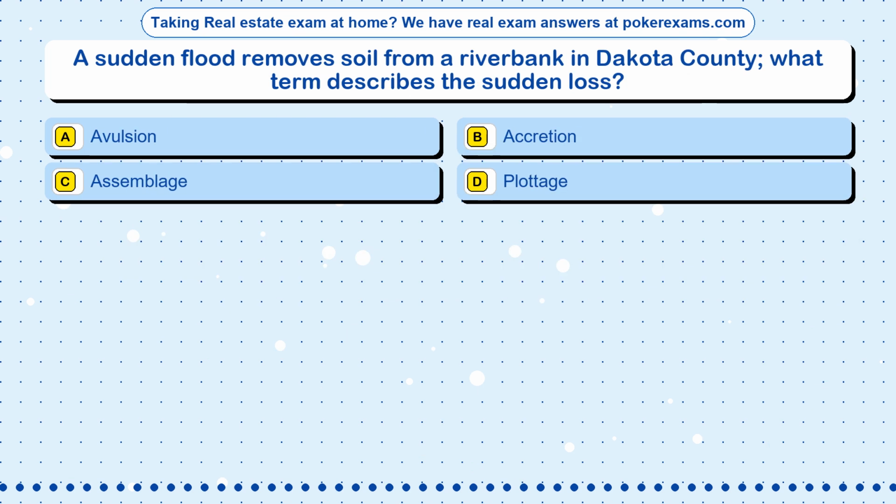Question 77. A sudden flood removes soil from a riverbank in Dakota County. What term describes the sudden loss? Option A, avulsion. Option B, accretion. Option C, assemblage. Option D, plottage.